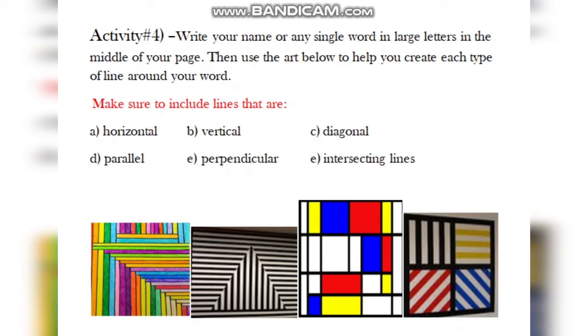In activity 4, we have to write our name or any single word. Maybe you want to use the word mom or hello or happy. So choose a word, and then you put it in large letters in the middle of your page. And then you use art to inspire you about how to make horizontal, vertical, diagonal, parallel, perpendicular, and intersecting lines, and we'll label each type of line that we've done.